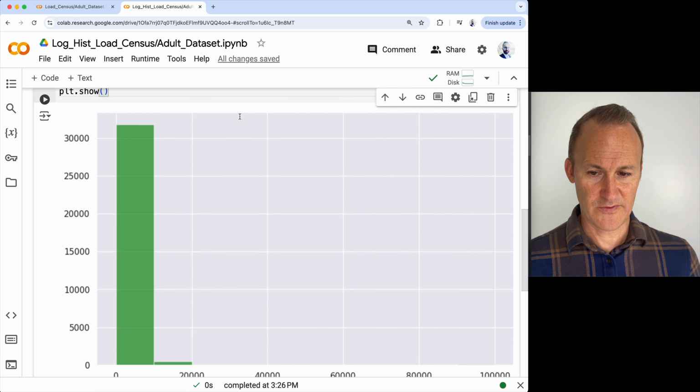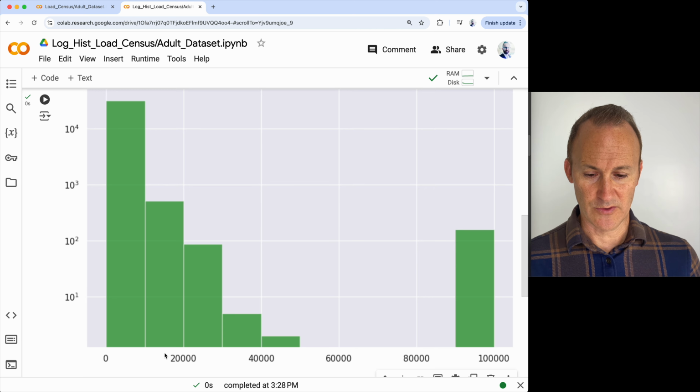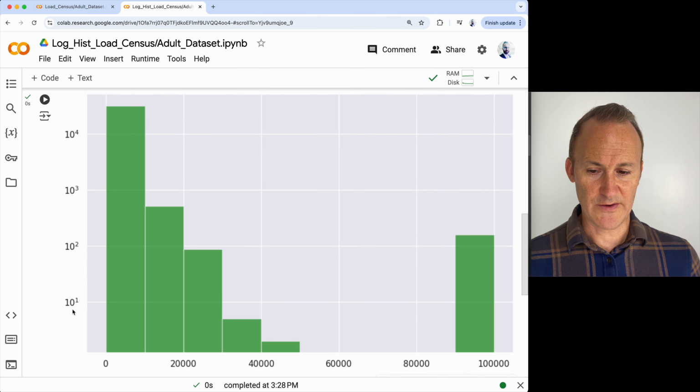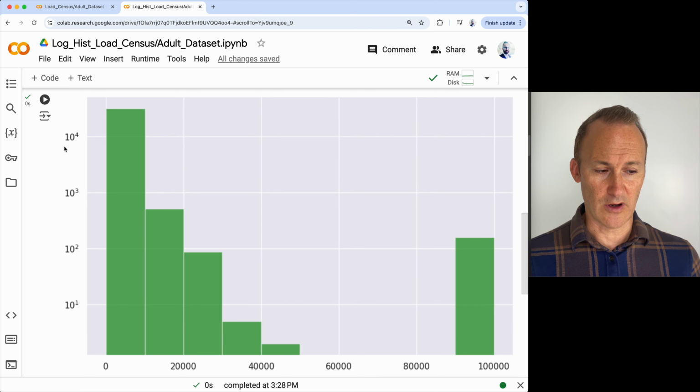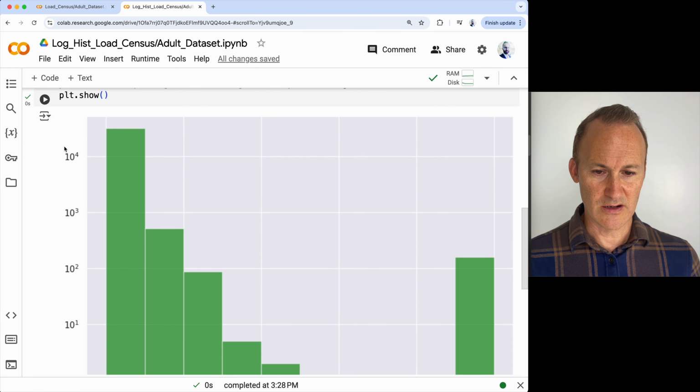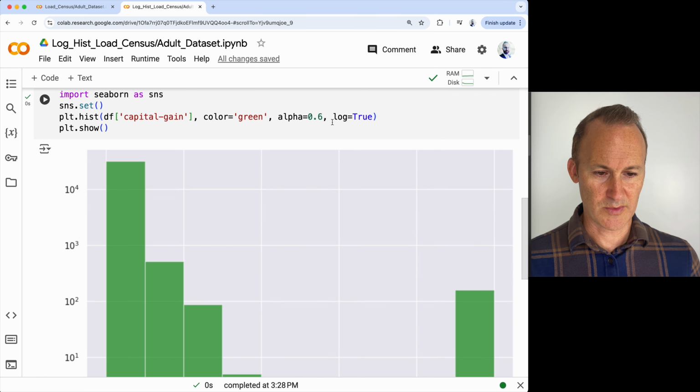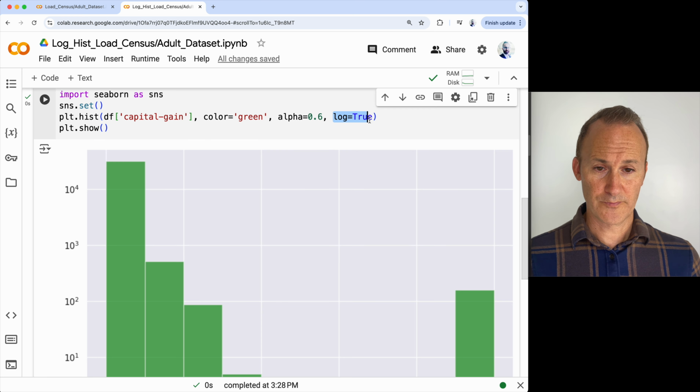This is capital gain, so this is how much capital people have. But if you look on the left side, instead of counting up, say, by 5,000, well, look, it's going from 10 to 100 to 1,000 to 10,000. This is called a log histogram, and it shows a lot more. So whenever you have that skewed data, you can go to your histogram code, and you can set the parameter log equals true to reveal more of the data.